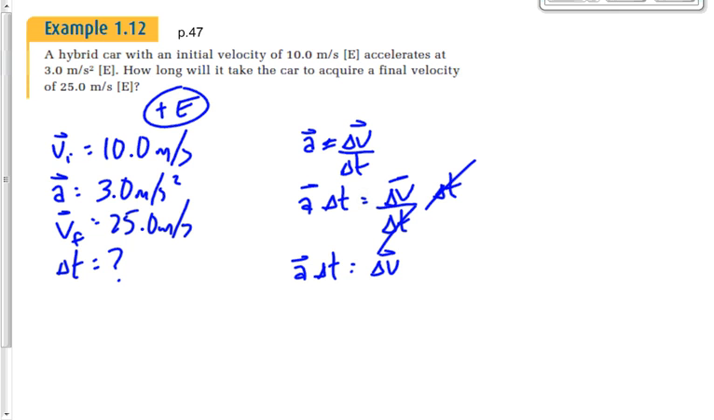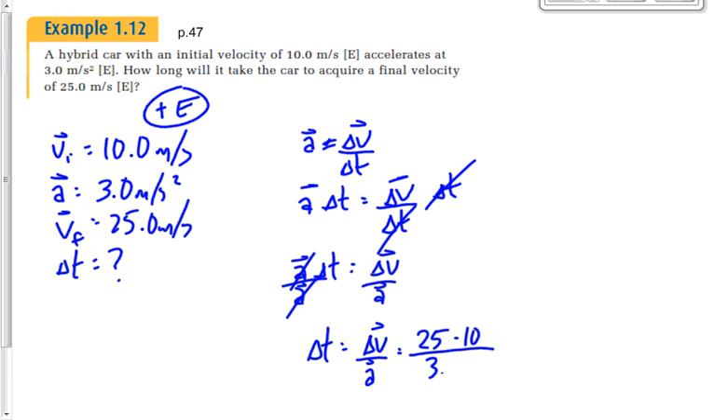But I want T by itself, so now we get rid of the A. Divide both sides by A. That cancels. I end up with T is equal to delta V over A. Delta V is VF minus VI. It's 25 minus 10. A is 3.0. That gives me 15 over 3, which gives me 5.0. Units would be what? Time. What are the units? 5.0 seconds. Does that make some sense?